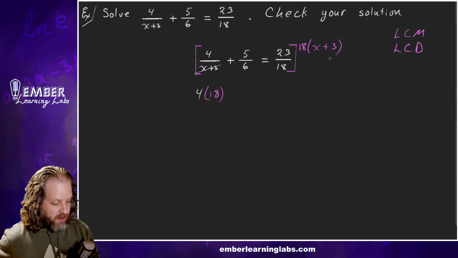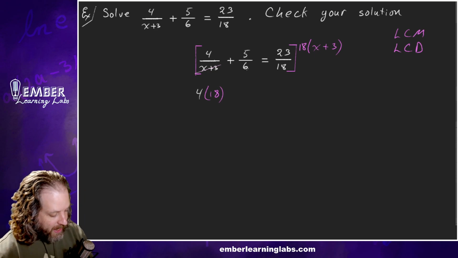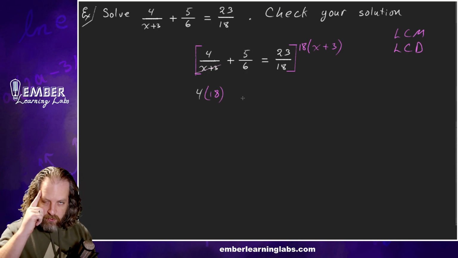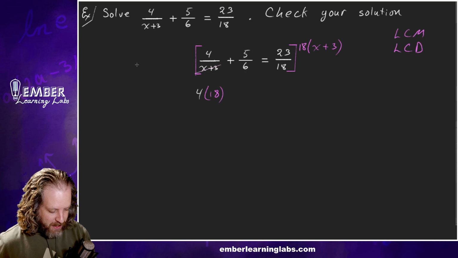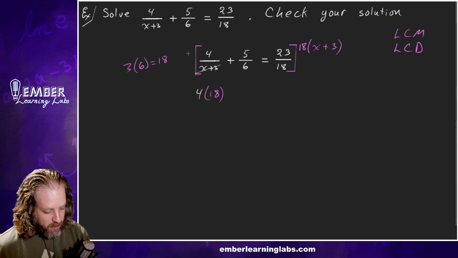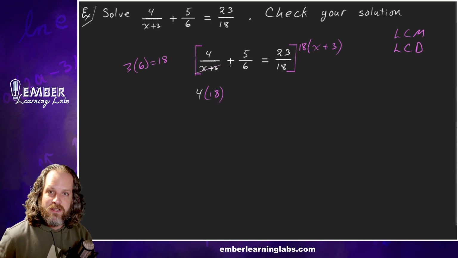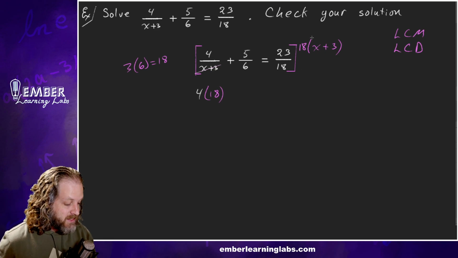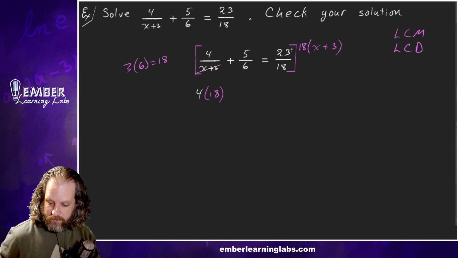Now this one, what do we not have? Well, we don't have 3 because, why do we have 3, right? We have 3 because 3 times 6 equals 18. So what are we multiplying here as far as just the number? It's whatever we would need to get to this least common multiple.